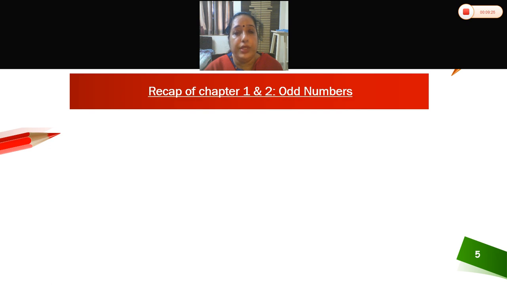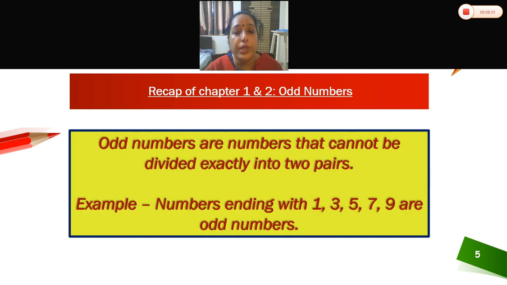Now next we have odd numbers. What is an odd number? Odd numbers are numbers that cannot be divided exactly into two pairs. For example, numbers ending with 1, 3, 5, 7 and 9. These are all odd numbers.